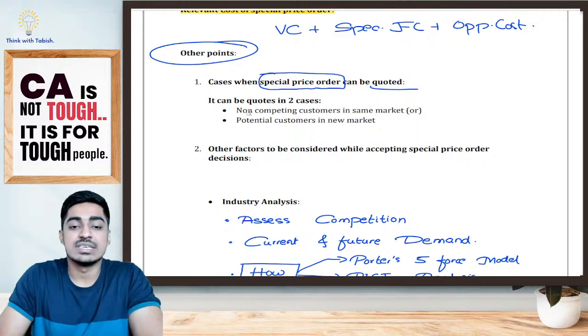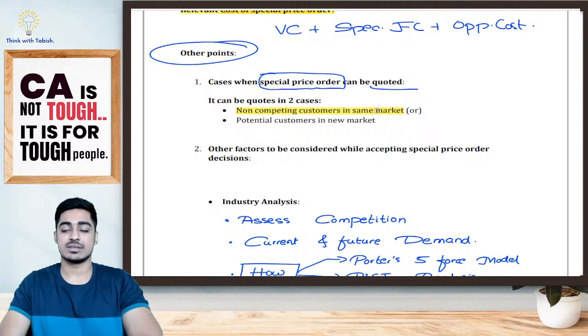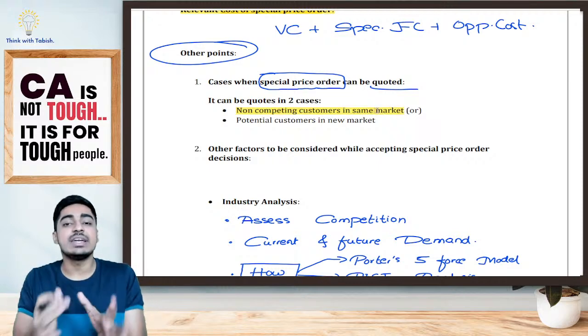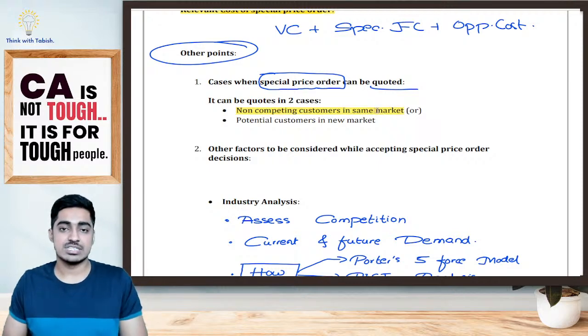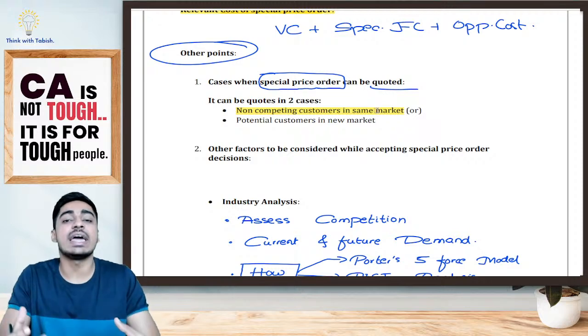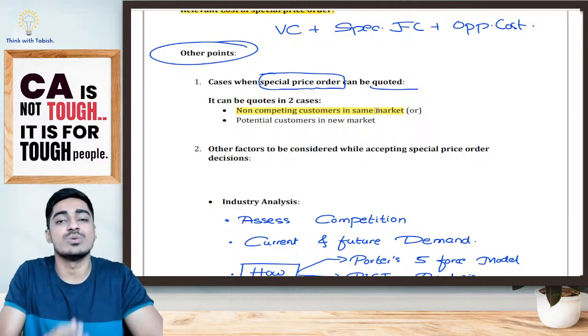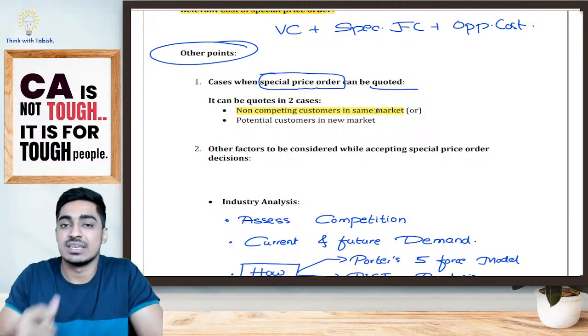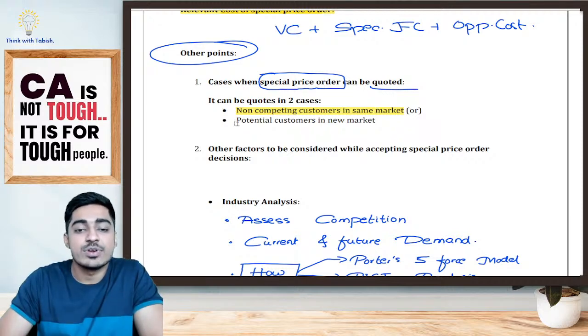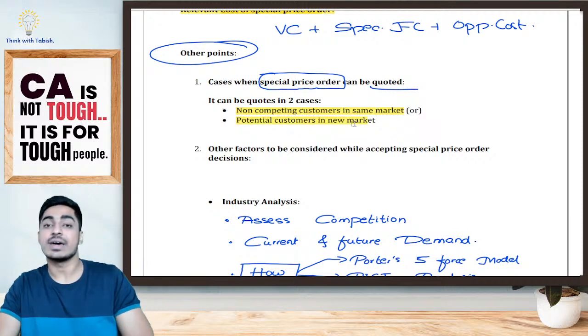Only in two cases. Either in case of a non-competing customer in the same market. Suppose same market, but it is a non-competing customer. Suppose in the same locality I'm charging 50,000 for a wedding. This is a government school, so I can charge a different price. That is one case. Or else from a potential customer in a new market.